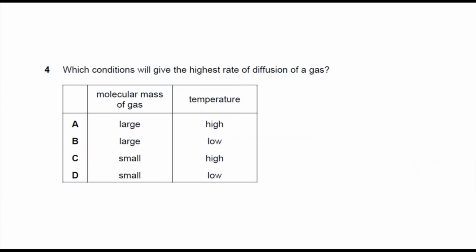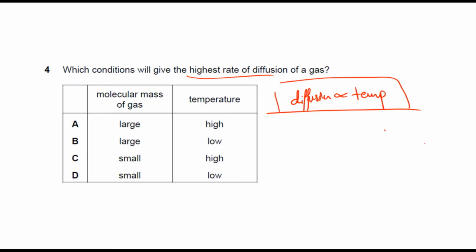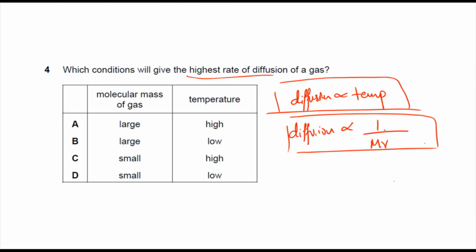Okay, moving on. Question number 4. Which conditions give the highest rate of diffusion? As I said in my previous videos, diffusion in your syllabus is only affected by two things. It is directly proportional to temperature, which means if you increase the temperature, you increase the rate of diffusion. And the second thing is diffusion is inversely proportional to the Mr.